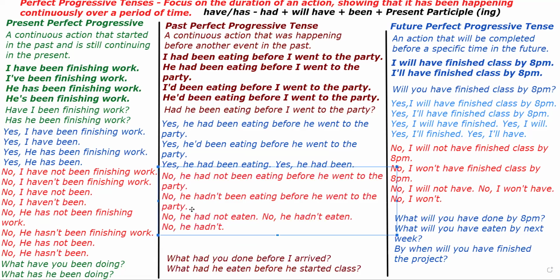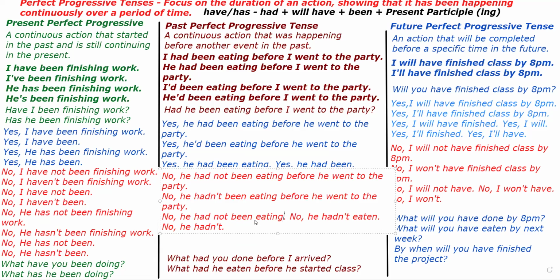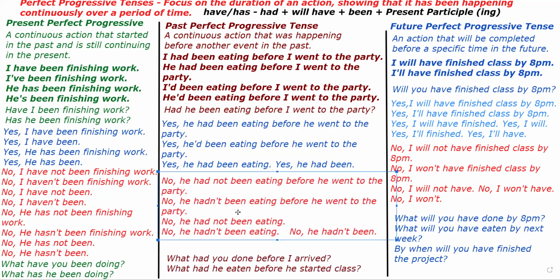Okay, so no, he had not been eating. Good. Next. No, he hadn't been eating. Or no, he hadn't been. You can also use, okay, no, he hadn't been. Actually, let's just do this and this one here. No, he hadn't been. Okay, very good.